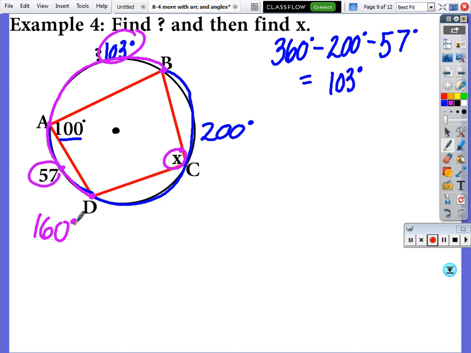So we could say 160 degrees divided by 2 is equal to x, because we know that this inscribed angle x is going to be half the amount that the intercepted arc is. So that's 80 degrees. Is 80 half of 160? Yes, so we did it right.